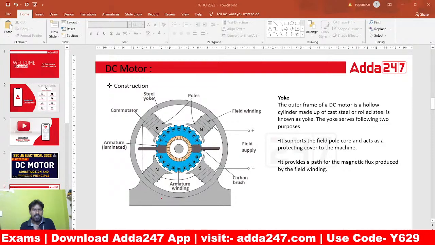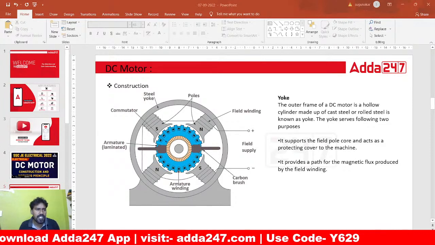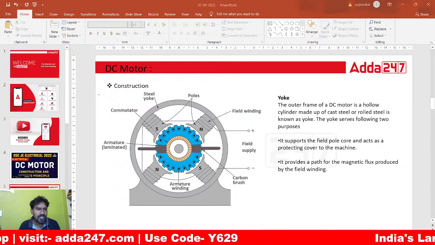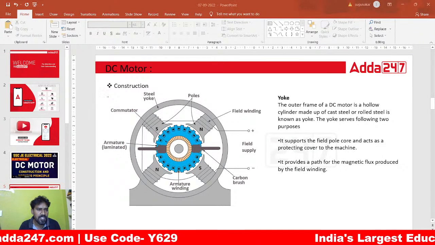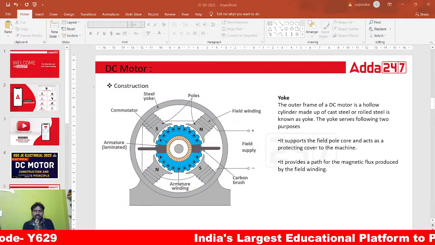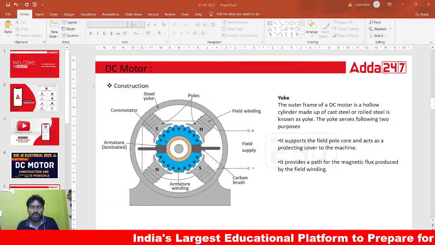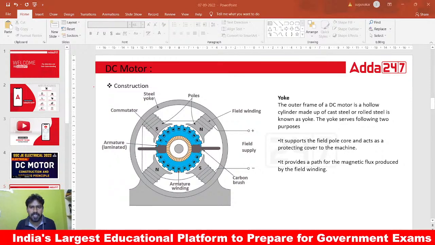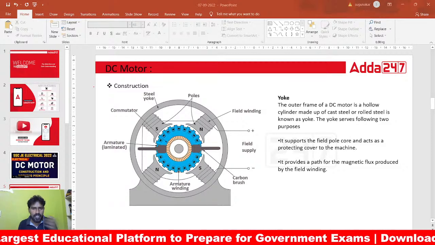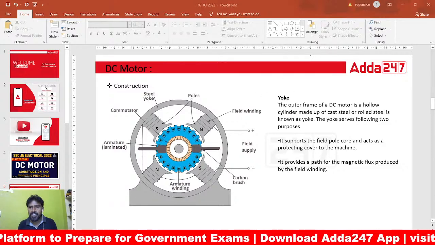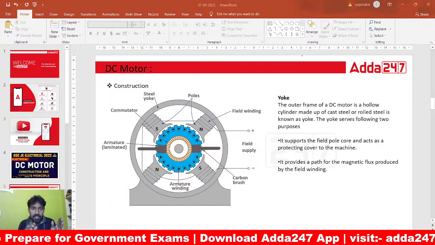Next, another part is the commutator. This is the commutator. It also plays a very important role in rotating machines like the DC motor. What is the main purpose of the commutator? Sometimes they will ask this question.